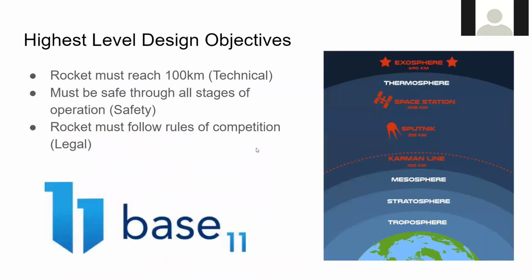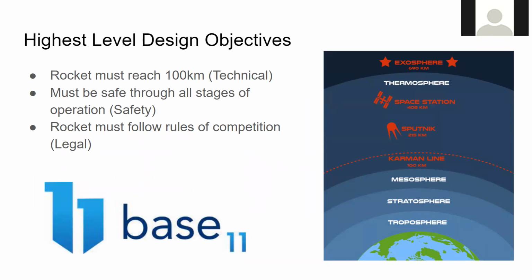So moving on to some of the design objectives that our project is dealing with, we're part of a competition called the Base 11 Space Challenge. And the goal of this competition is to reach what is known as the Kármán line, which is kind of internationally recognized as the edge of space.